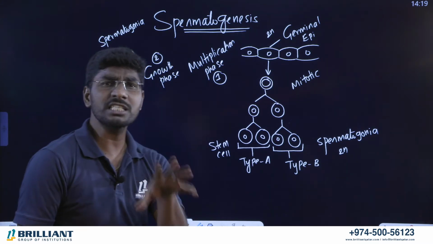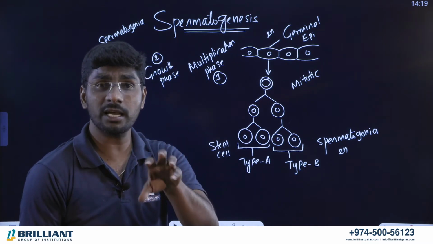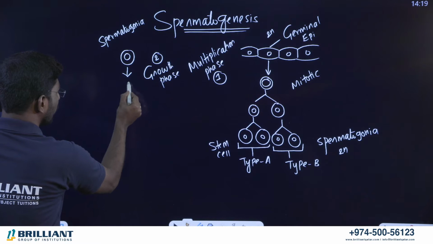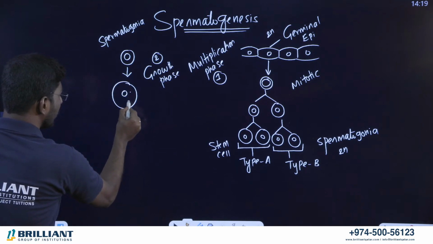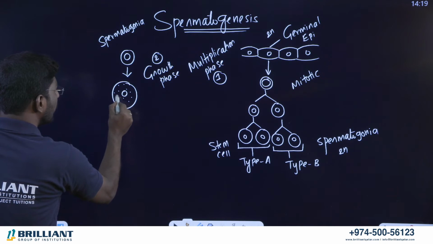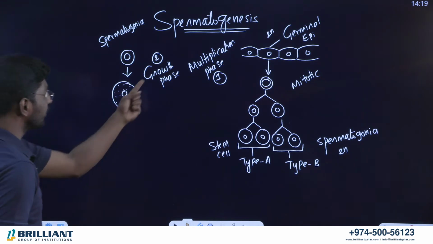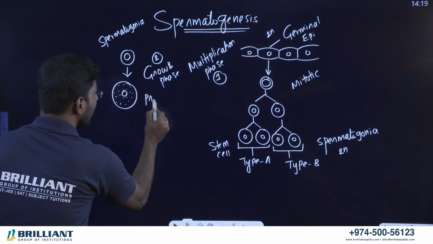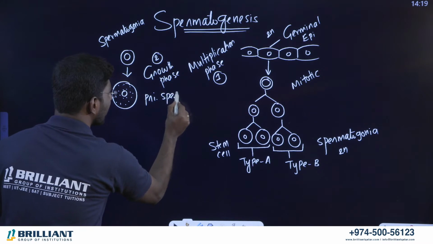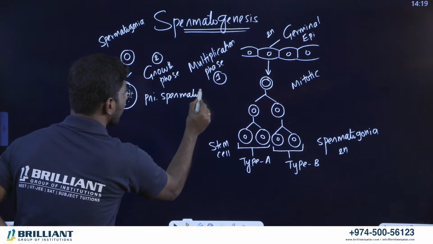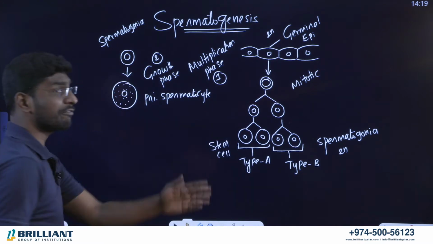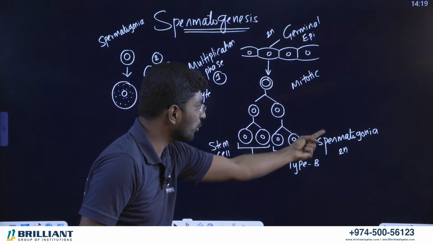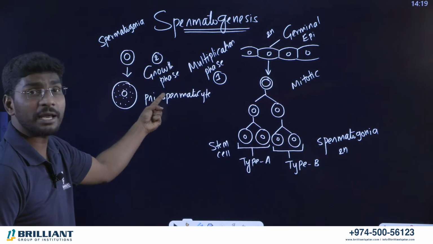In the growth phase, this spermatogonia increases in size and accumulates food material in the cytoplasm. In the next step, I can show you a big cell with a proper nucleus and accumulation of food materials inside the cytoplasm. After the growth phase, this cell is known as the primary spermatocyte. Students, you should also remember the phases and the steps: germinal epithelium, followed by spermatogonia, followed by the primary spermatocyte.